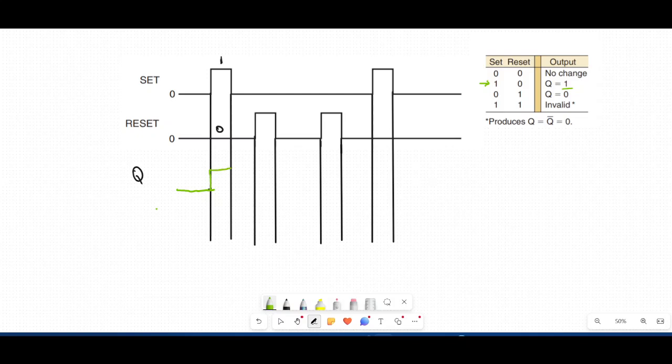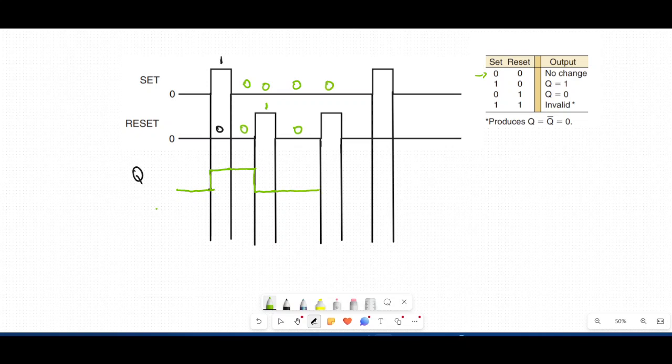So we're going to make Q 1. Next, we're going to start at this part. There's a change. Set is now 0 and reset is also 0. At that point, what happens? There's no change. So we're just going to continue to stay 1 to reach the next change. At this point, what is reset? 1 and set is still 0. So when we look at the table, when set is 0 and reset is 1, Q becomes 0. So this is going to toggle down and become 0. Next, we see set is 0 and reset is 0. There's no change. So we keep going.